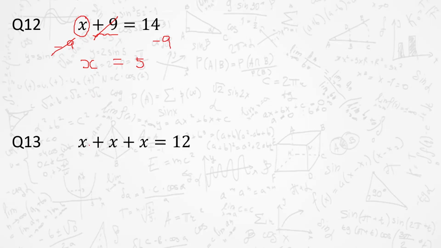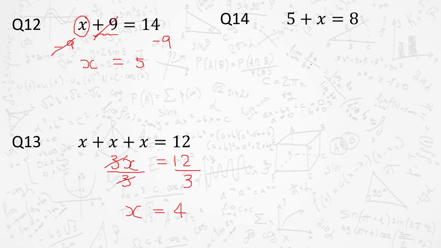Question 13. x plus x equals 12. So on the left-hand side, group your algebra together. You have 3 x's altogether, equals 12. Get rid of the 3. Now we have x equals 12 over 3, which is 4.